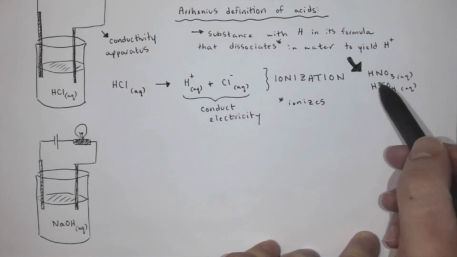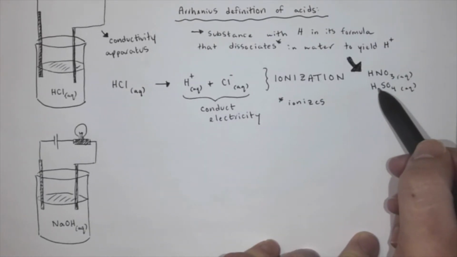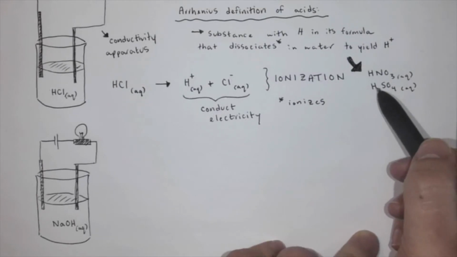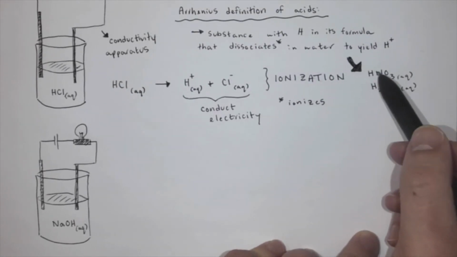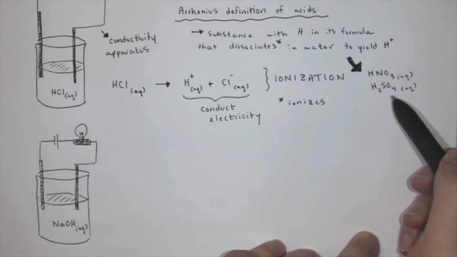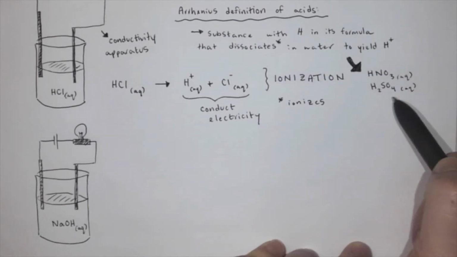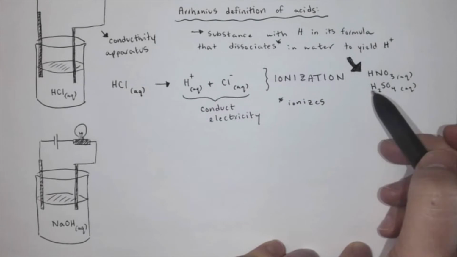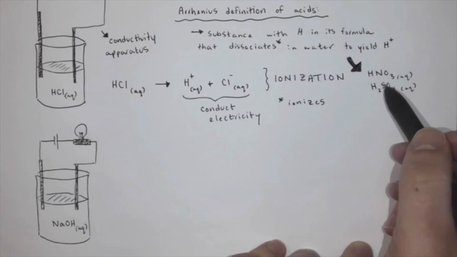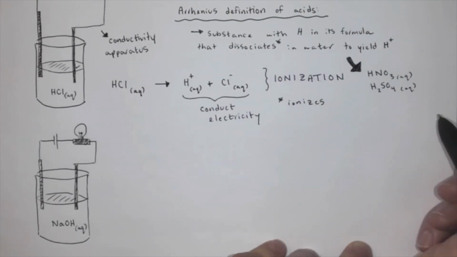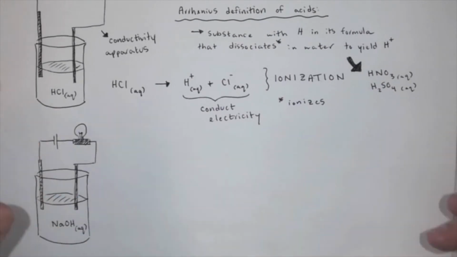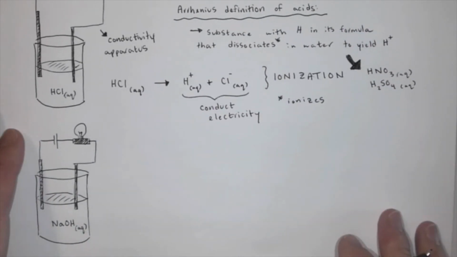And when these are put in water, these hydrogens dissociate, or they ionize with the water. So they yield hydrogen ions in the water. Okay, so that's an Arrhenius definition of acids. They'll have a hydrogen in the formula, and they dissociate in water to yield hydrogen ions. Okay, so how does it work with a base?